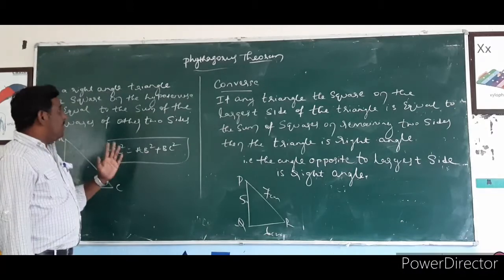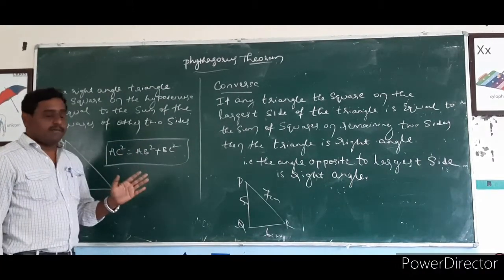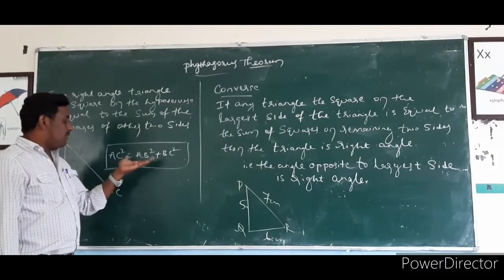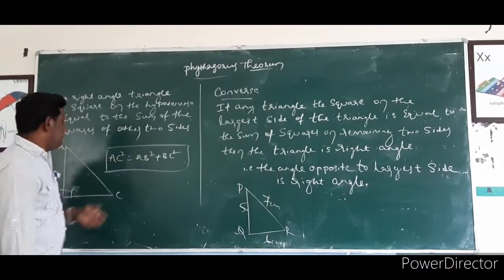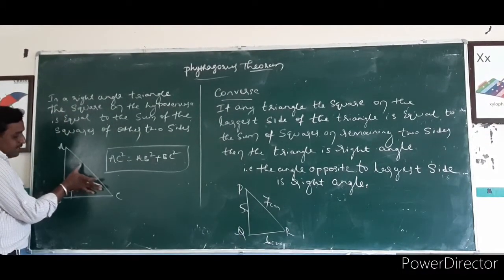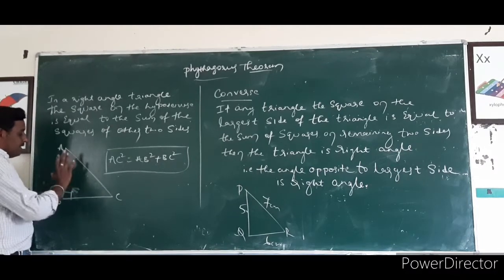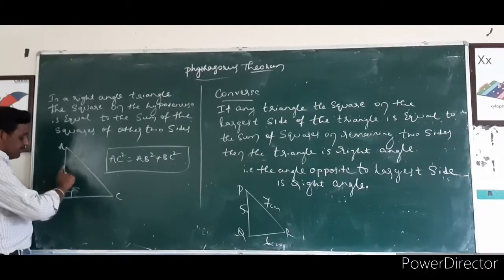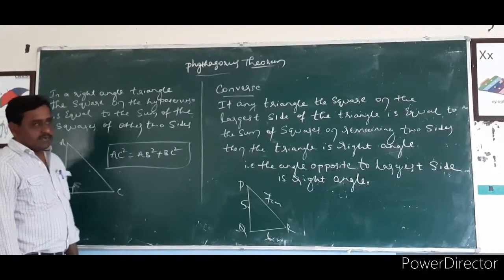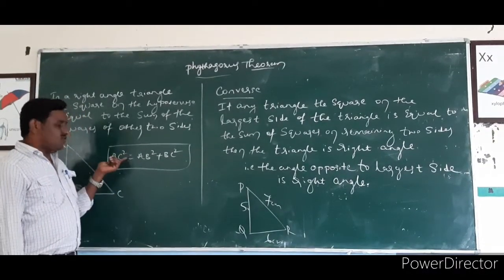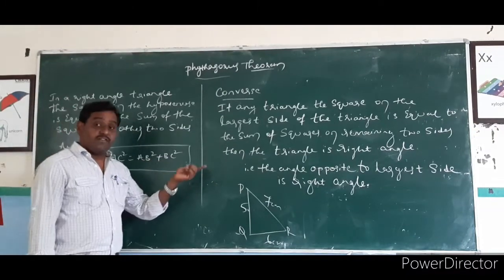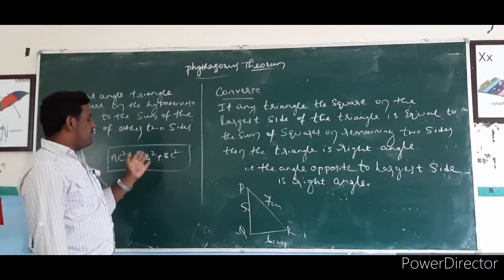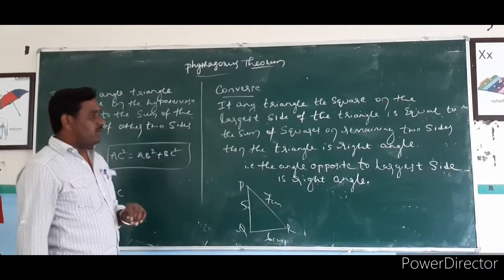So this is the meaning of the Pythagoras theorem, and this is what we have to prove in the Pythagoras theorem. Square on the hypotenuse means what? AC square is equal to the sum of the squares of the other two sides. Which are the other two sides left out here? AB square and BC square. That's why hypotenuse square is equal to the sum of the squares of the other two sides. This is the Pythagoras theorem part. We can apply this in problems and solve them.